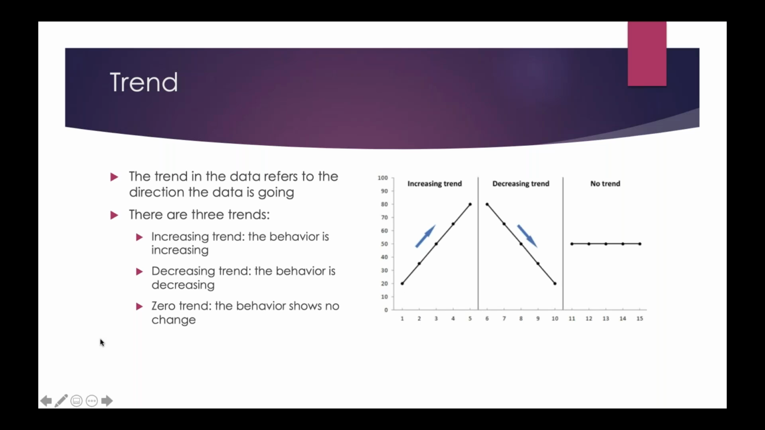Okay, and then we have trend, which refers to the direction that the data is going in. So there are 3 trends. There's an increasing trend, which is the first on the graph, and that shows that the behavior is increasing. There's decreasing trend, which shows that the behavior is decreasing, and then there's no trend, which shows that there's no behavior change.